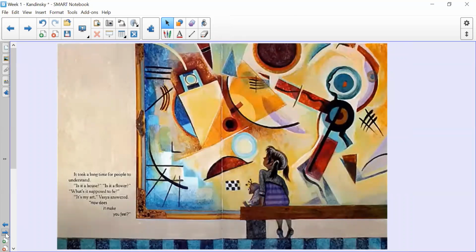It took a long time for people to understand. Is it a house? Is it a flower? What's it supposed to be? It's my art, Vasia answered. How does it make you feel?